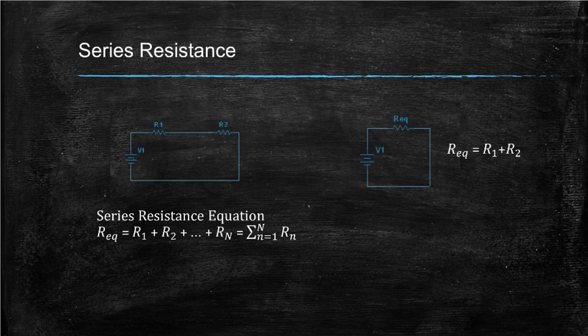Here is a single loop circuit with the resistors connected in series. The equation represents the equivalent resistance of series resistors, where N is the number of resistors. To find the equivalent resistance of this circuit, add the values of the resistors in series together.